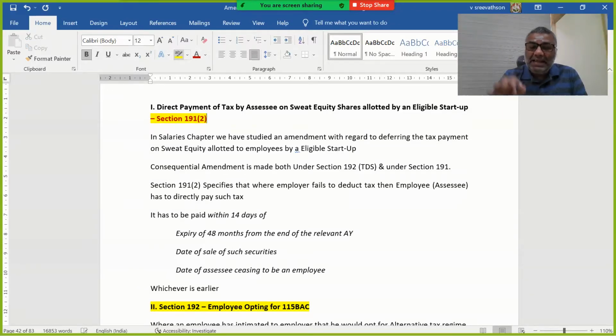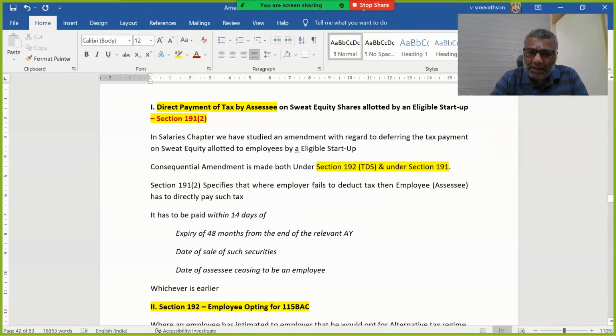Okay. What is that? Direct payment of tax by assessee on sweat equity shares of eligible startup. Okay, this is direct payment by the employee, because there is every possibility that the salary available might not cover the TDS quantum also. So direct payment by the employee on sweat equity shares issued by an eligible startup. Okay, we have already studied deferring. Consequential amendment is made both in section 192, that is TDS, and section 191, that is the assessee paying it.